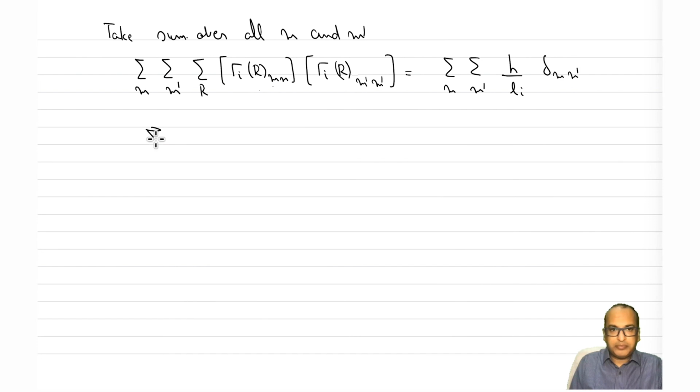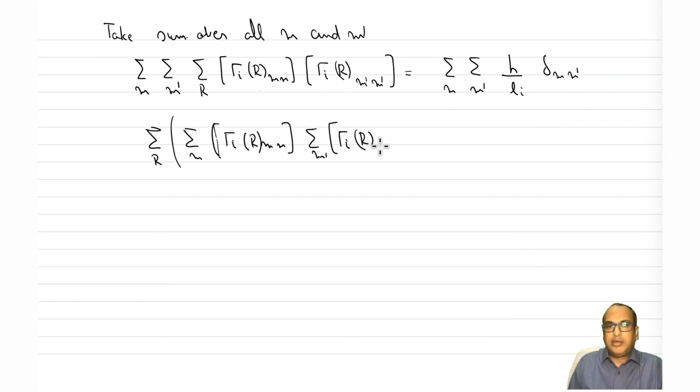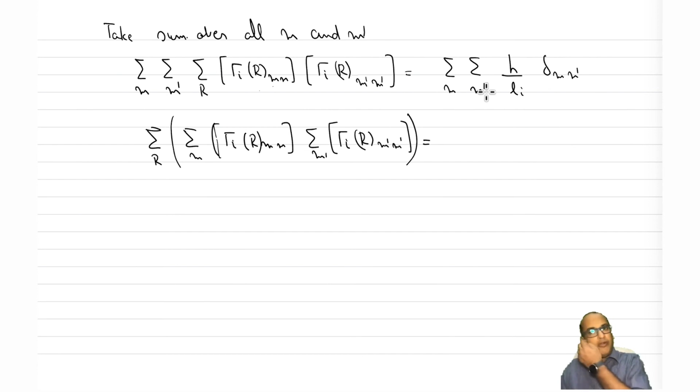So we will have summation r, summation m, we can write this as tau I r and summation m prime, tau I r m prime, right?